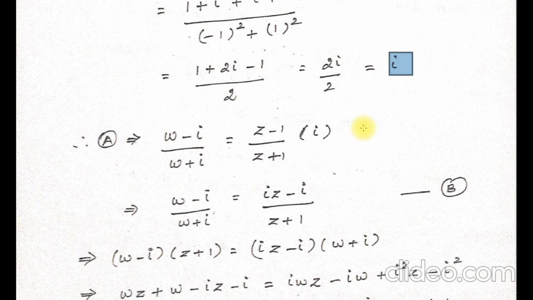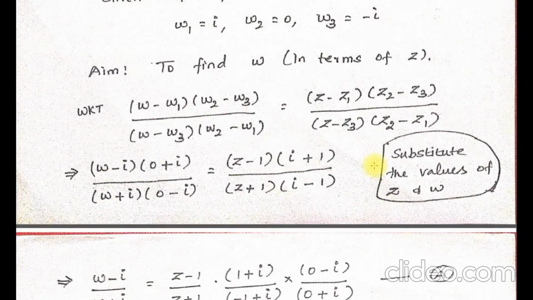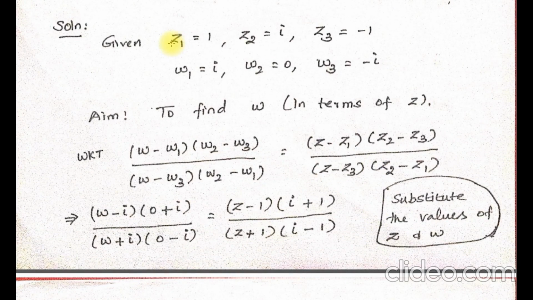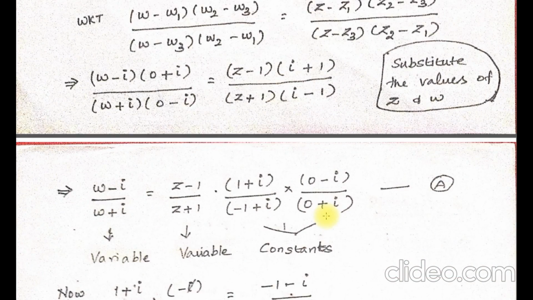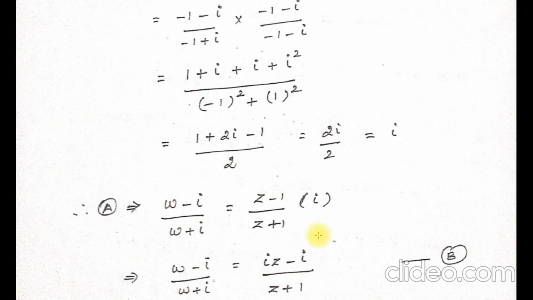Again a quick look back. Till now, what we have done up to this step: we have been given 3 inputs and 3 outputs, and for that, this is the formula. In the initial step, we substitute the inputs and outputs, simplify the constants to a standard complex form, and then replace it here. That is what we have done so far.